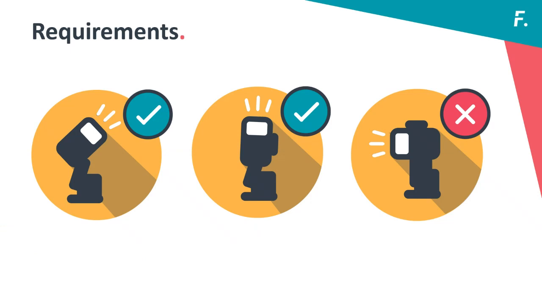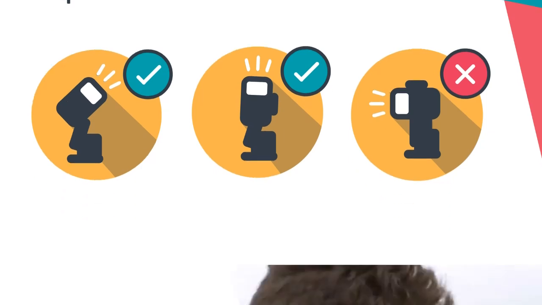So again, just to recap, the flash should always be at a 45-degree angle behind you. In situations where that's not doing a good enough job of filling out the shadows, then you can point it up towards the ceiling, but never facing forward.